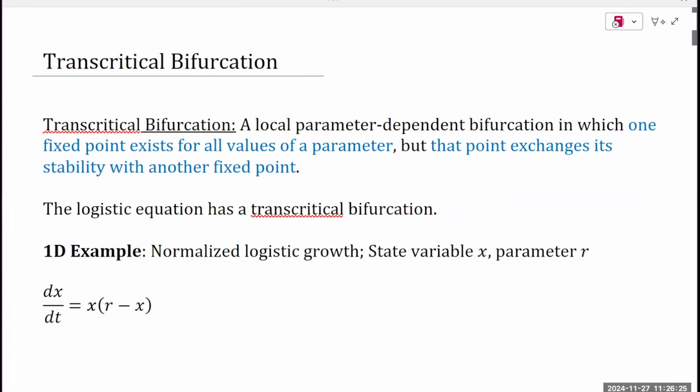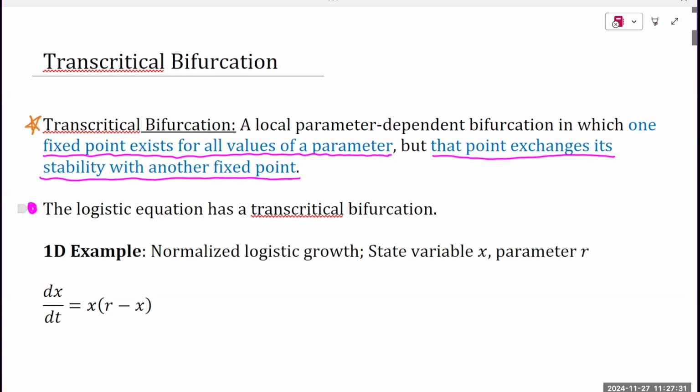Here we'll see an example of a transcritical bifurcation. In this case, a fixed point that exists is not just jumping into existence or disappearing. It exists for all values of that parameter, but as the parameter changes in value, that point is going to exchange its stability with another fixed point. The logistic equation, by the way, is an example of an equation that has a transcritical bifurcation. So our example is going to be a normalized logistic growth example.